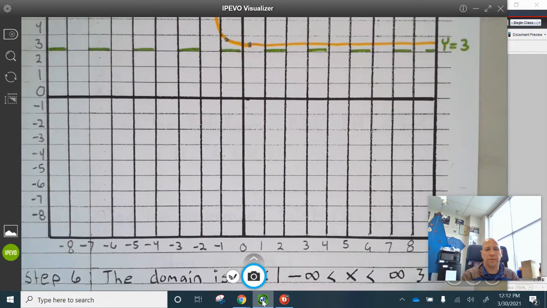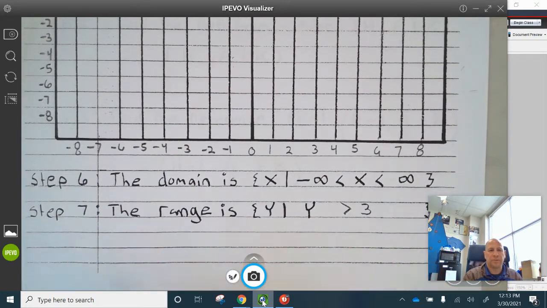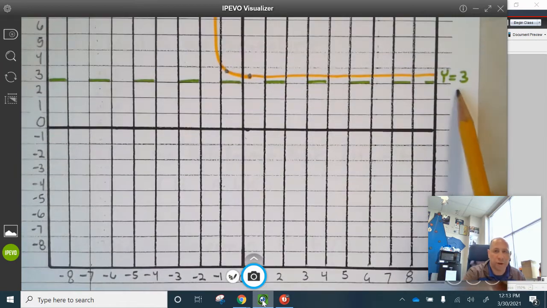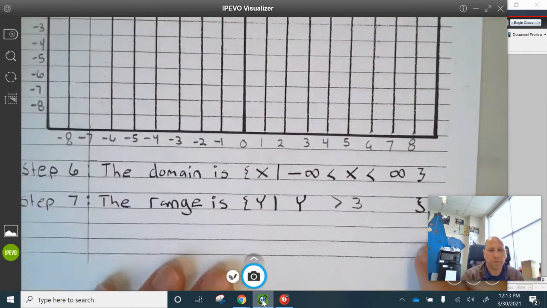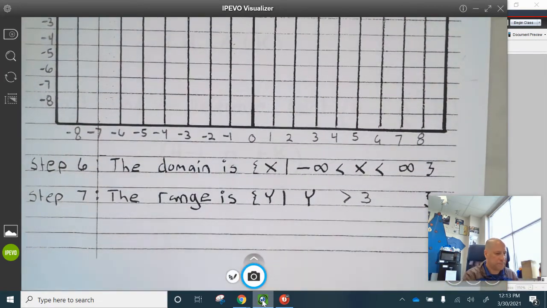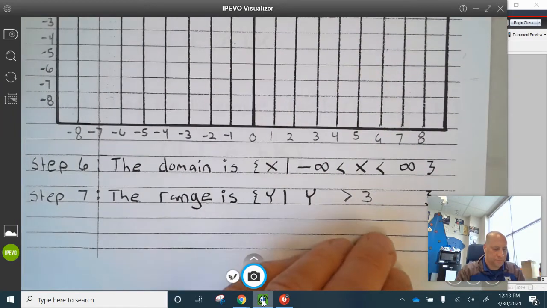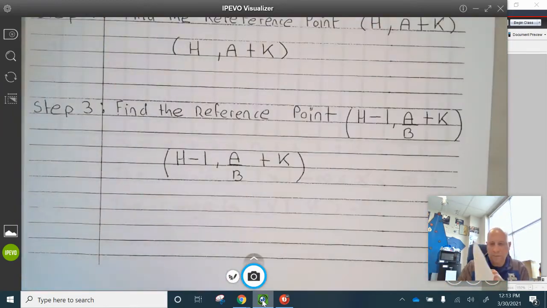All right, so go ahead and finish up the graph. All right. Step 6. The domain is x such that negative infinity is less than x less than infinity. Step 7. The range is y such that y is greater than 3. And again, it's greater than the horizontal asymptote y equals 3. All right, go ahead and finish up that.